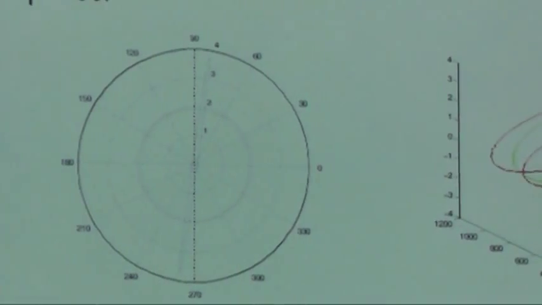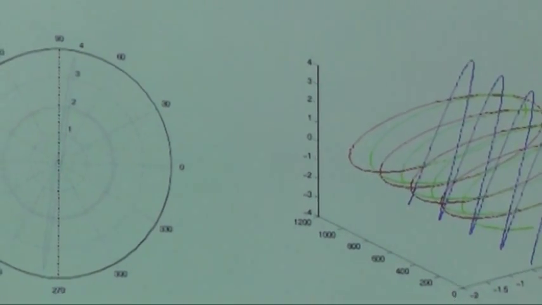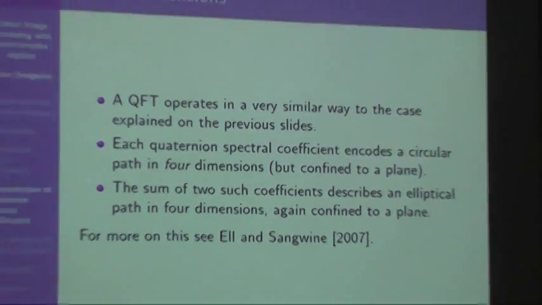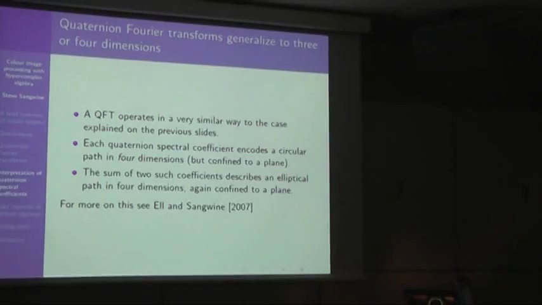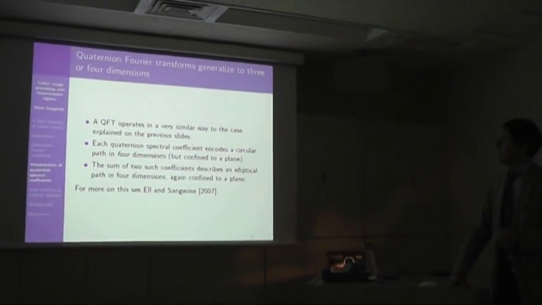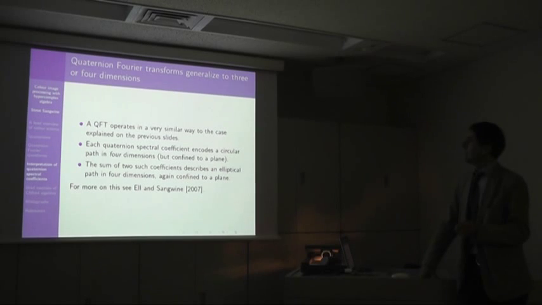Now, in hypercomplex Fourier transforms, something similar has to work. The quaternion Fourier transform operates in a very similar way. Each quaternion spectral coefficient encodes a circular path in 4 dimensions. However, it is confined to a plane. It doesn't oscillate arbitrarily in 4 dimensions. It is confined to a 2-dimensional plane. When you add oscillations in 2 planes, you get an elliptical path in 4 dimensions, and again it's confined to a plane.